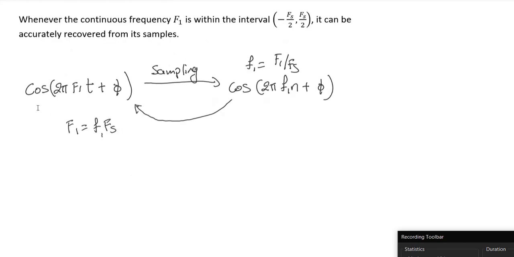In other words, if you have a continuous sinusoid with frequency capital F1 and you sample it, you get a discrete sinusoid with discrete frequency capital F1 over Fs, which is small f1 here. So if you want to go back from your samples to the continuous frequency, all you need to do is multiply the discrete frequency with the sampling rate, and that will be your corresponding continuous frequency.